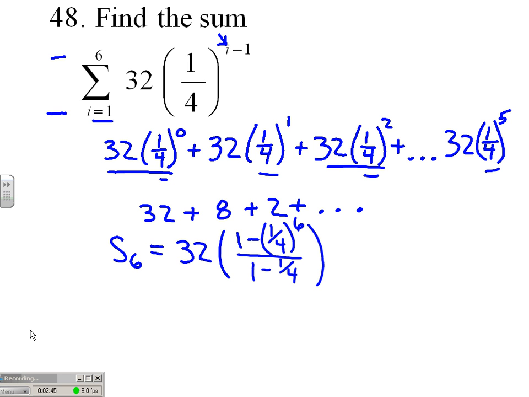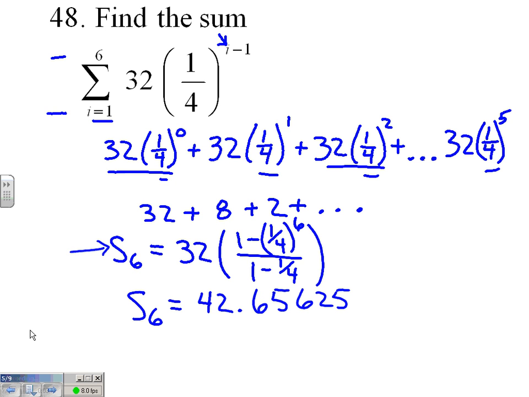And at this point, we could probably impress some 7th and 8th graders, but we're going to go ahead and just run this through our calculator, and we get S6 should end up being 42.65625. And that's our setup. If you need further information on this formula, it is attached on our website down in the notes section. It's also in your book.